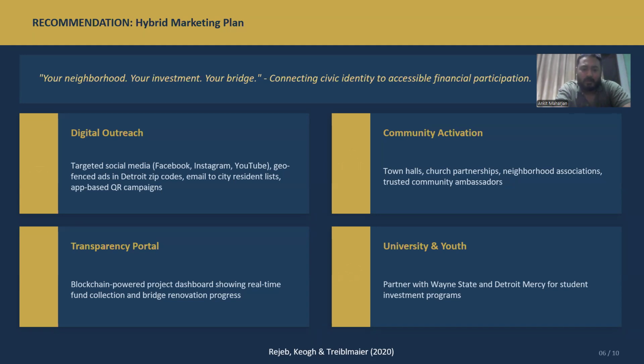The third pillar is the transparency portal. This is where blockchain really shines in marketing. A public dashboard will show real-time fund collection and its progress. The fourth is university and youth. It partners with Wayne State and Detroit Mercy to bring in younger investors and advocates, so that students can become micro investors or promoters at the same time.